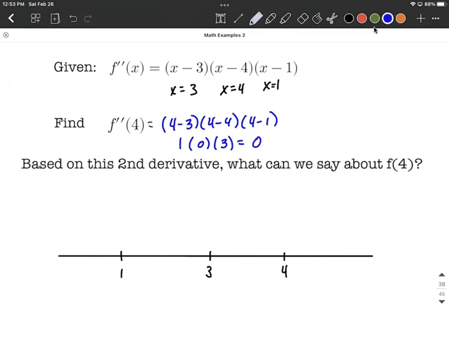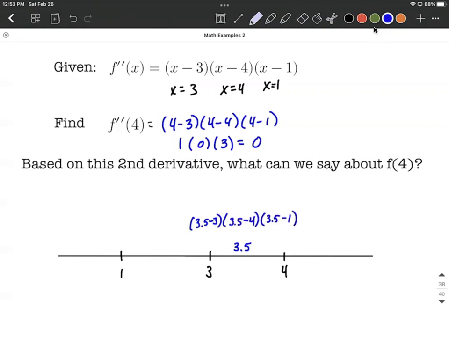To evaluate this, I'm going to pick one value in between 3 and 4, and then one value to the right of 4, and plug these into the second derivative. As I evaluate at 3.5, I go 3.5 minus 3, and then 3.5 minus 4, and 3.5 minus 1.